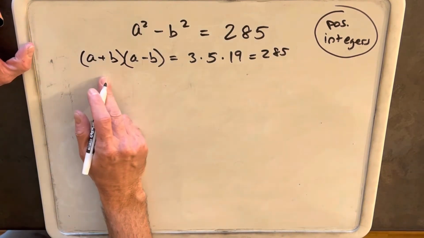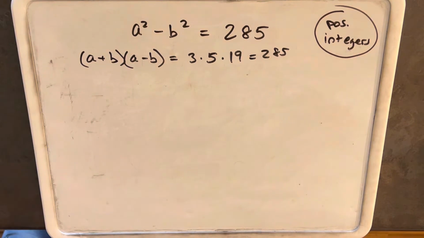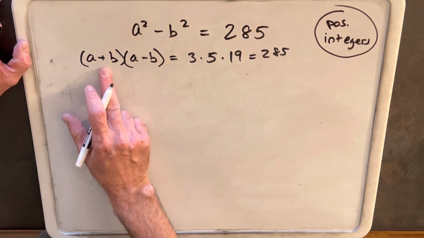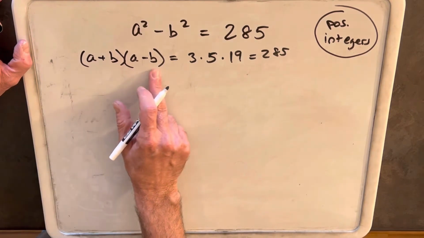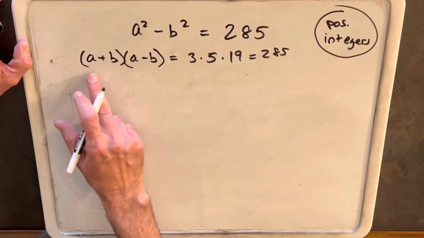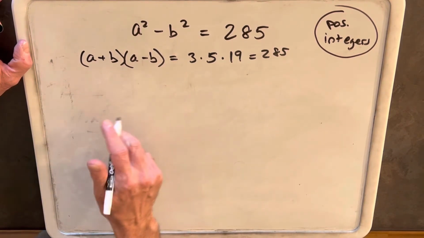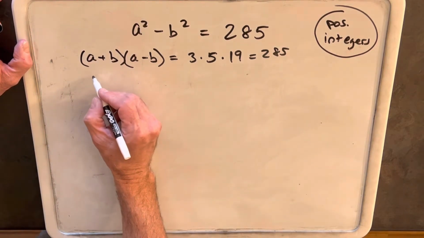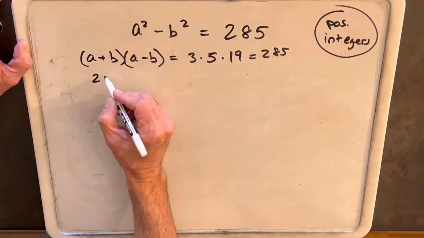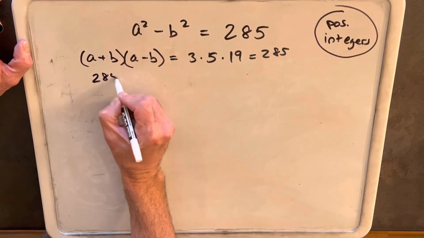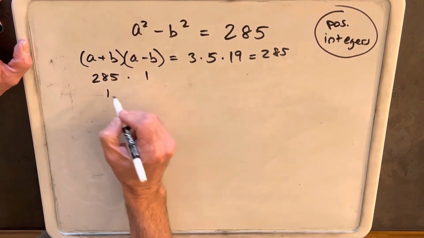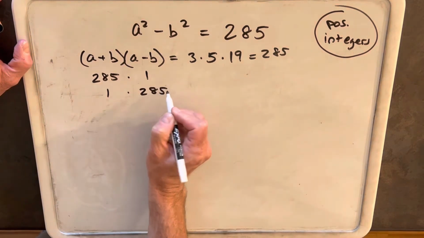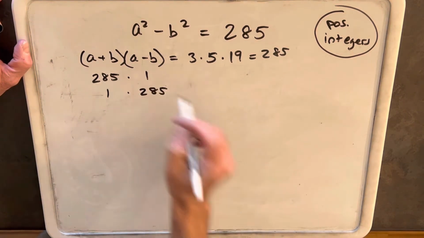Because these are positive integers, a plus b is always going to be greater than a minus b. So what I'm trying to say is we can have 285 times 1 here, but we can't have it the other way. This can't be 1 times 285. That would be impossible with positive integers.